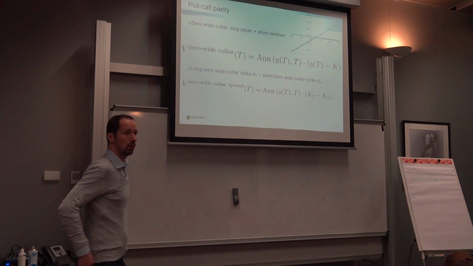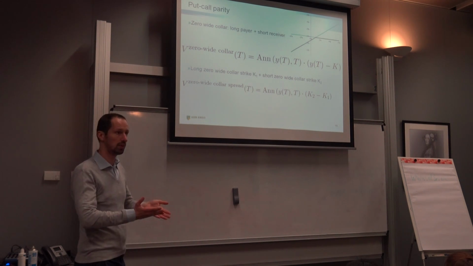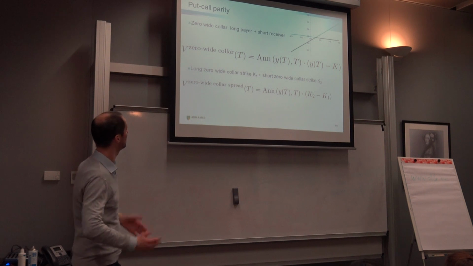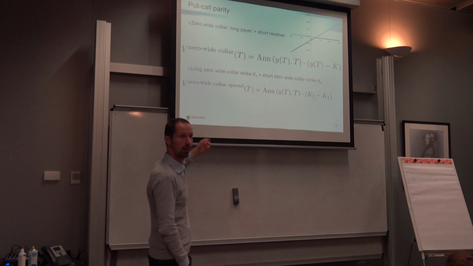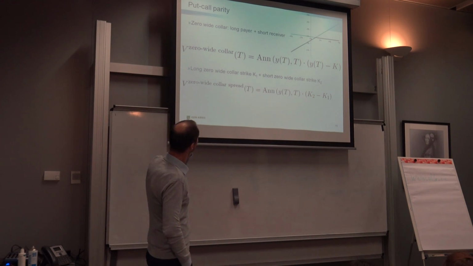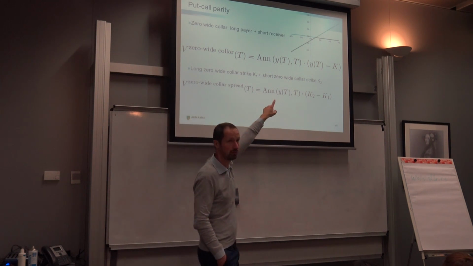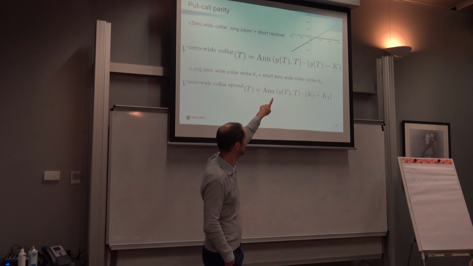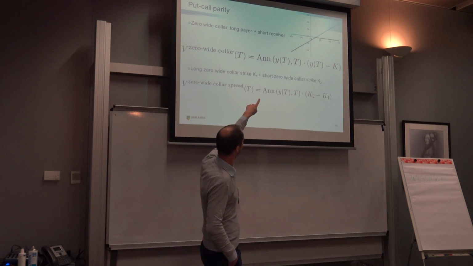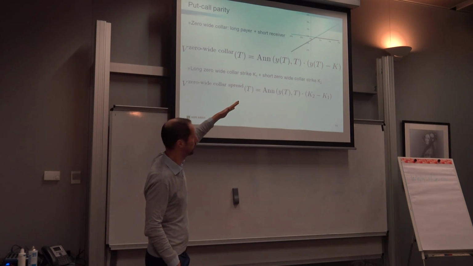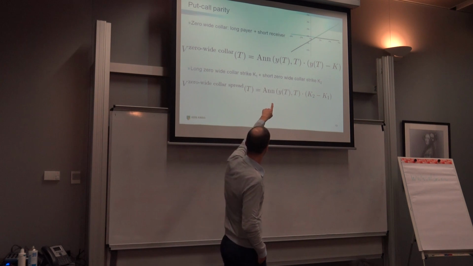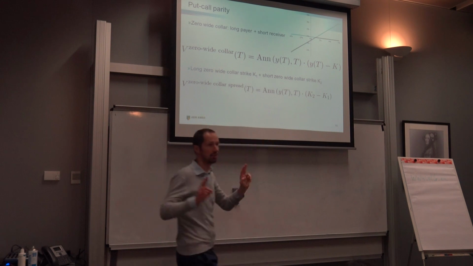Put call parity no longer seems to work, but there is a different type of put call parity. It's when we consider a zero-width collar. You've seen this term before. The zero-width collar is where you go long a payer and short a receiver. You see the payoff at the top right corner there. And when you add up those two payoffs, you get something linear in the swap rate multiplied by the cash settled annuity. So this is, say, a cash settled swap.